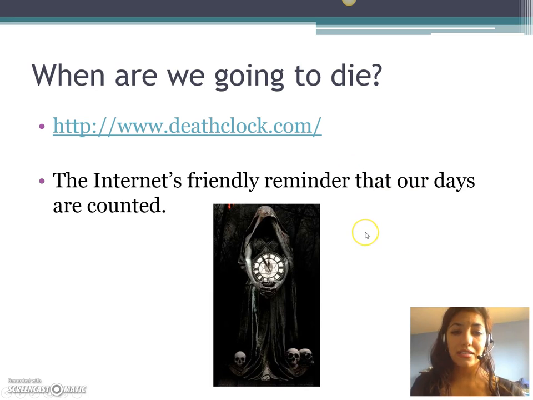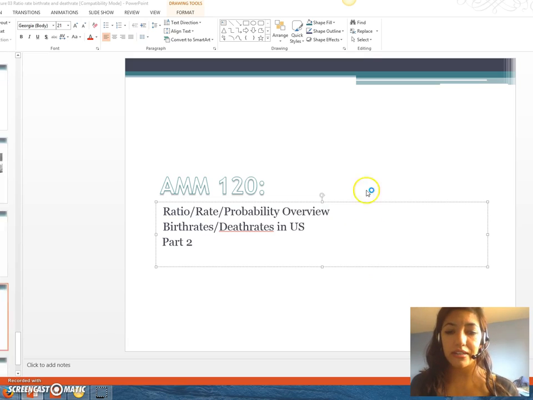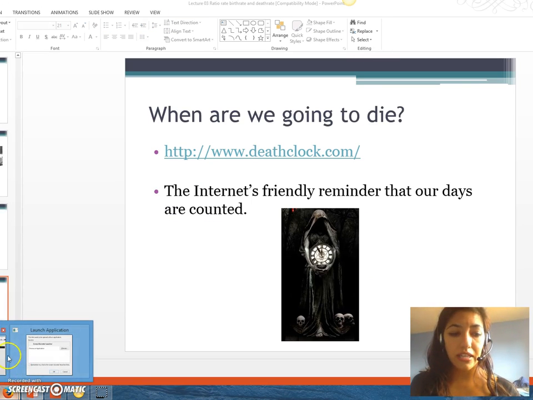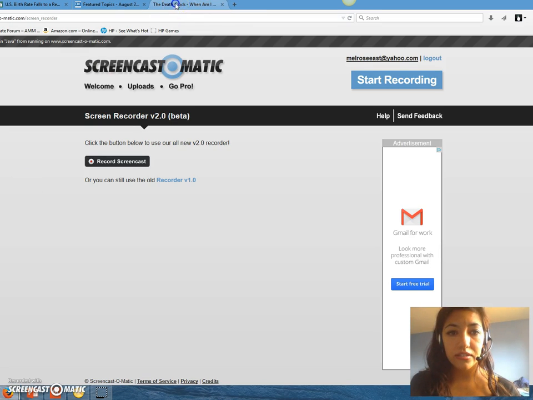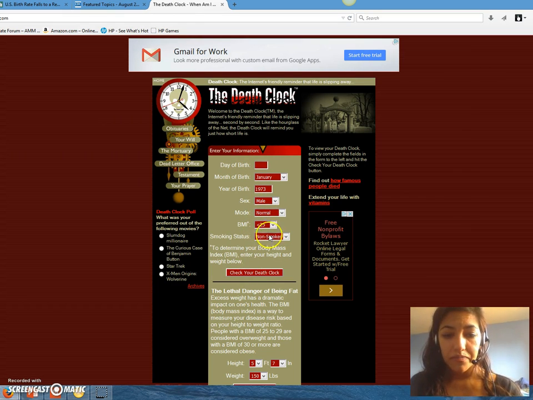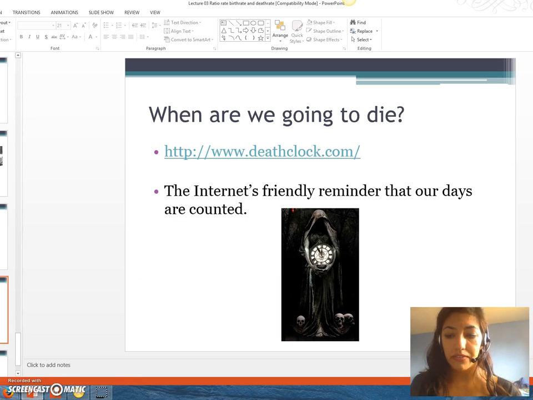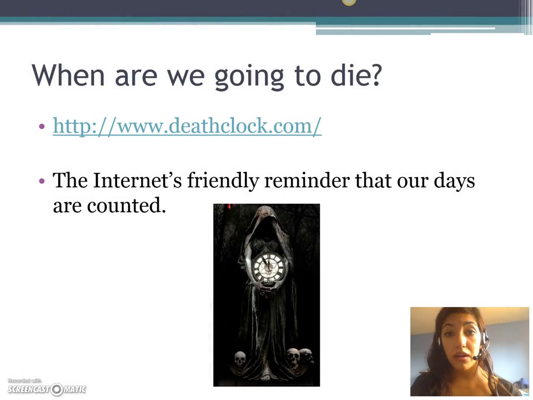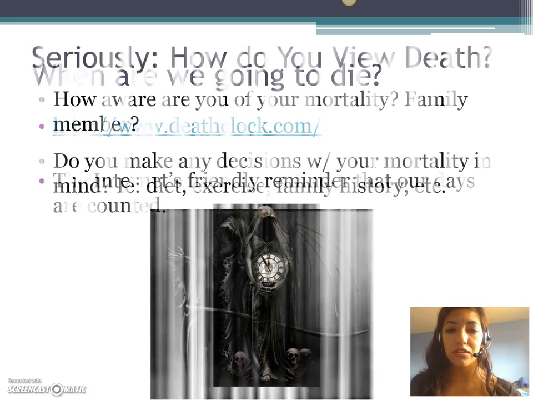I did give you the link to deathclock.com, which is kind of the internet's friendly reminder that we're all going to die. I thought it was a little interesting. Basically, it looks like this. You put in your date of birth, your sex, your BMI, smoking status, your height, weight, and it gives you an approximation of how long your life expectancy is expected to be, based on your BMI, height, weight, and your age, obviously. They're just going by averages, but if you're interested or curious, you can take a look.